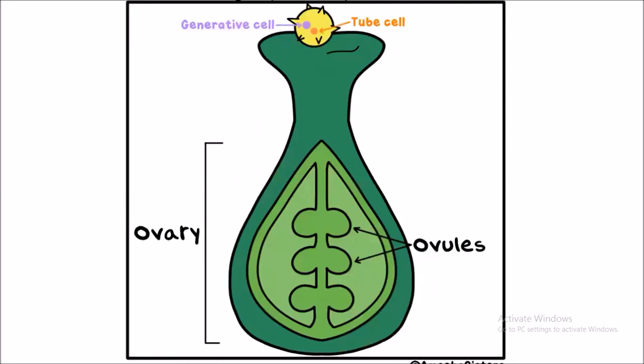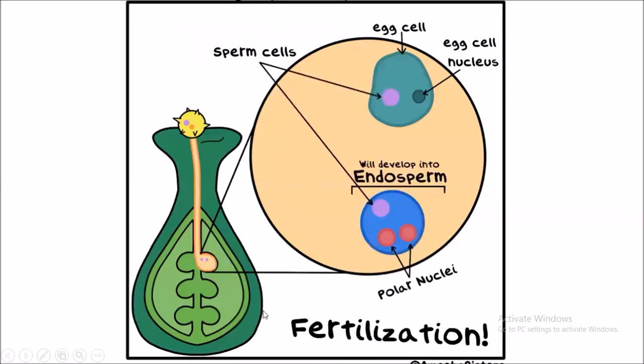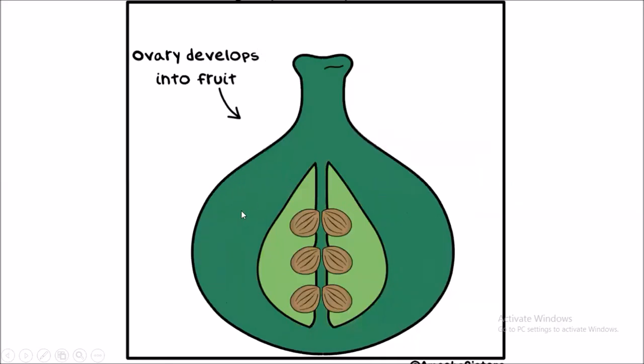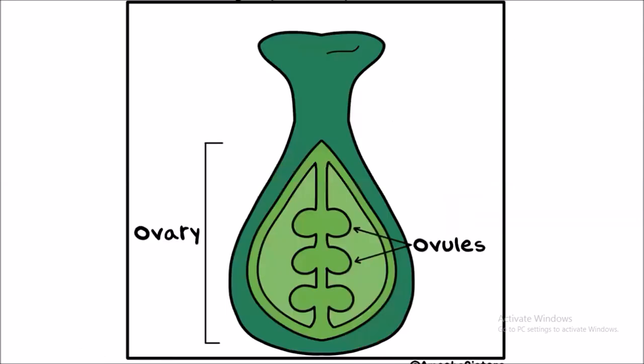Again, it's called pollination when the pollen moves from the male part to the female part. And now the pollen will join the eggs, which we call fertilization. When the seeds are formed, those are the seeds, guys, the female parts will swell up to form a fruit. This is the flower, guys. You see that the flower turns into a fruit.